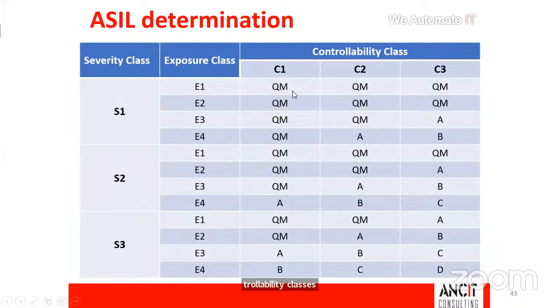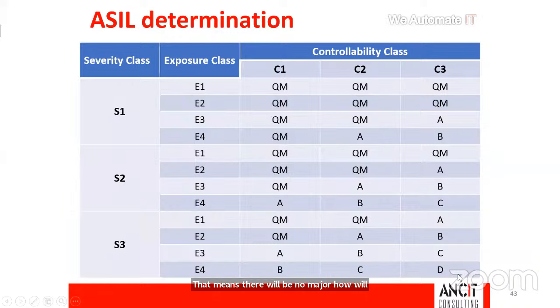Okay. So if you are having ASIL A, your severity will be S2, your exposure class will be E4, and the controllability will be C1, then you can have A. That is the minimum. Controllability means you are able to control at that time, which means no major harm will occur.